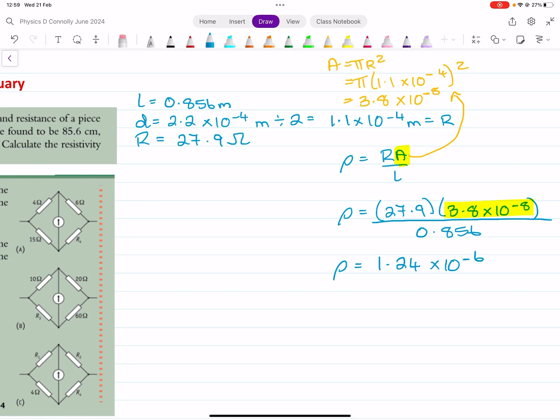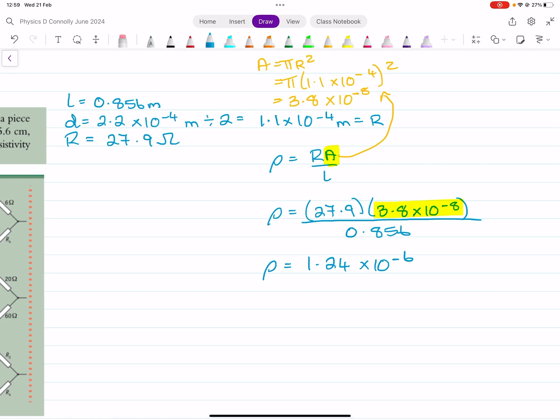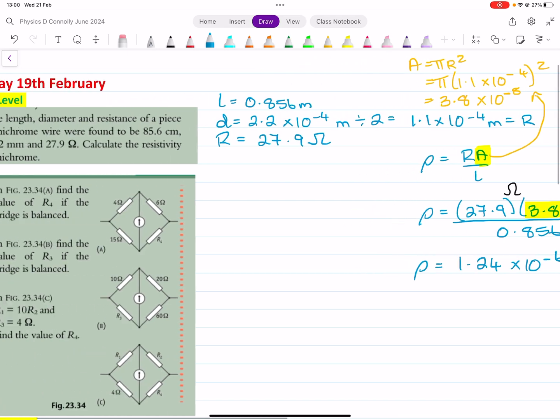Now, what are the units? Sorry, I can't remember. This is ohms. This is an area, so it's meters squared. And then this is a length, so it's meters. So that'll cancel that. So it's just ohm meters. So that is question 2.